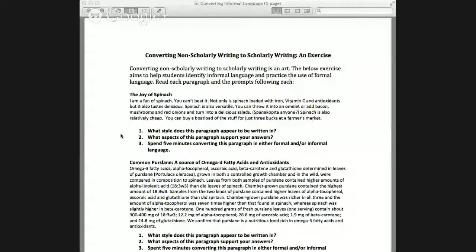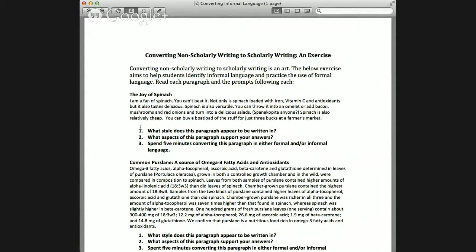But now that we've looked at that, let's perhaps practice converting a paragraph. So I want to look at this handout. I'm going to go away again. Converting non-scholarly writing into scholarly writing, an exercise. This is sort of the companion piece to what we were just looking at.